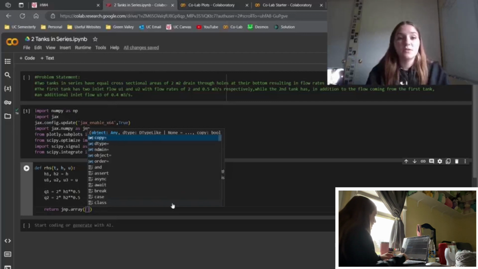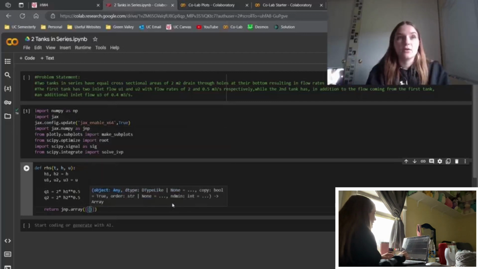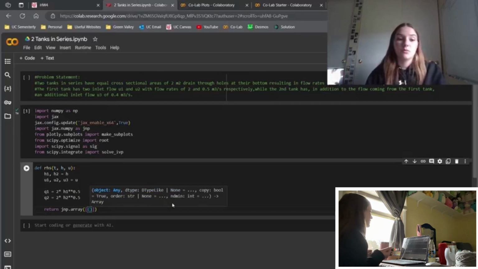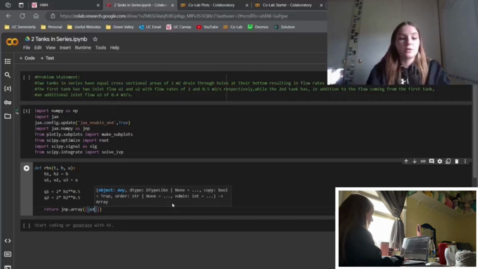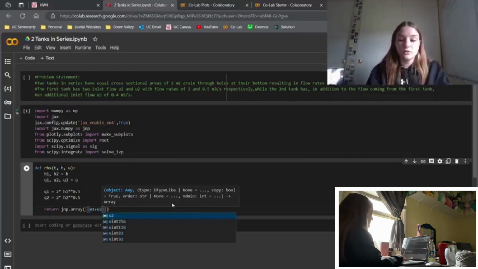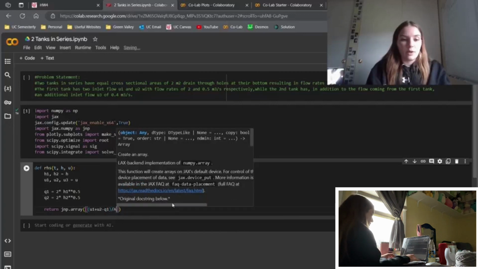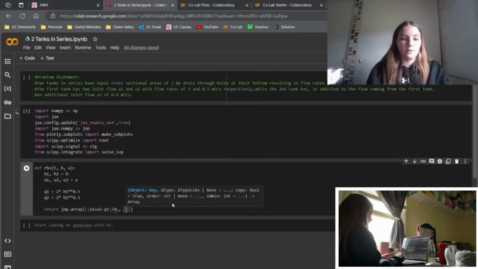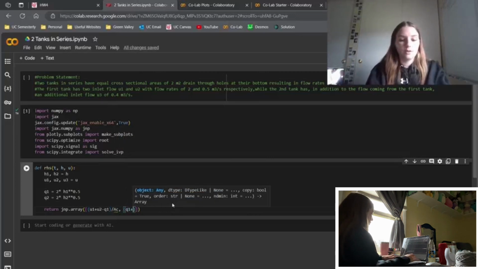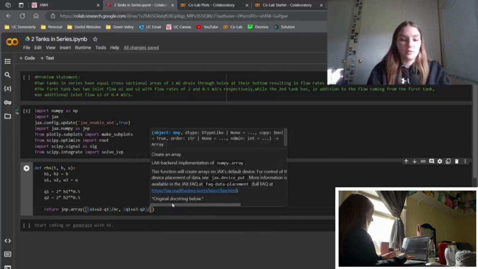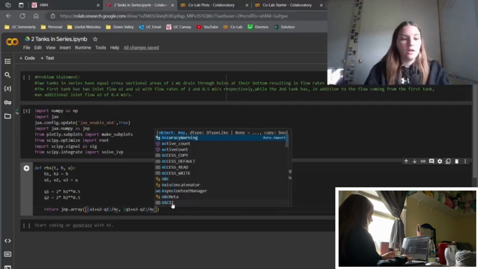So we need to divide the left-hand side of our equation, which should just be dH1 over dt. So we're going to divide the right-hand side of our equation by the cross-sectional area. So we're going to have U1 plus U2 minus our Q1 divided by our cross-sectional area, and then we're going to do the same thing for our second tank. So we're going to have Q1 plus U3 minus Q2 divided by our cross-sectional area.